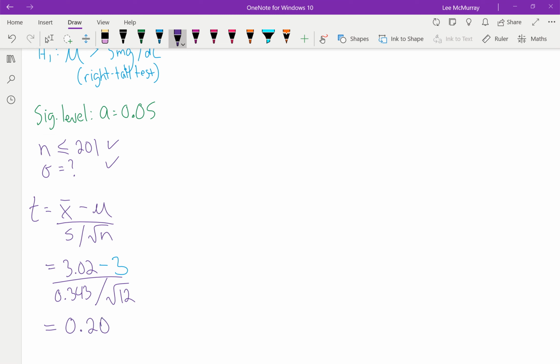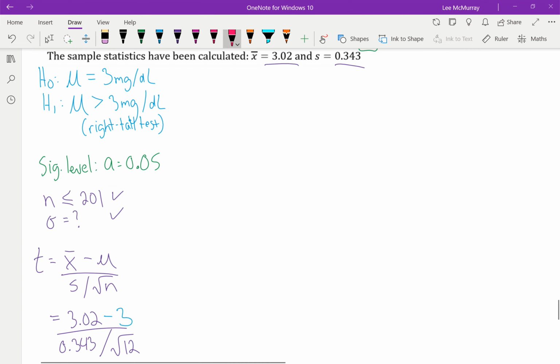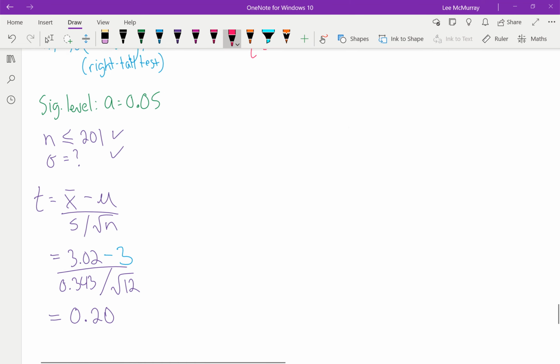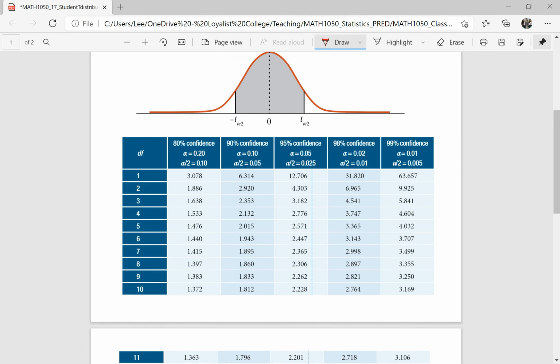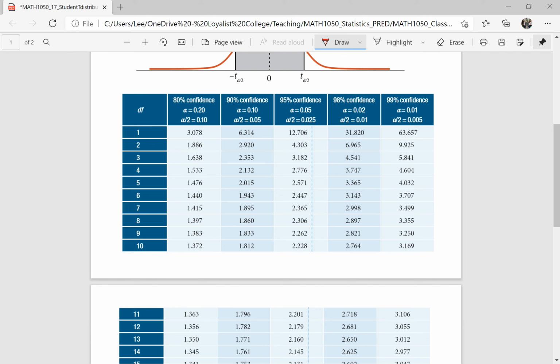Okay, so now let's go through what we need to do for our p value based on using the t distribution. For the p value, we need our degrees of freedom. In this case, degrees of freedom is 12 minus 1 equals 11. So our degrees of freedom will be 11. And then we have to look up where t is equal to 0.20 on our t distribution. So let's see if we can find that. So back here, t distribution, we're looking at degrees of freedom 11, and we want 0.20.